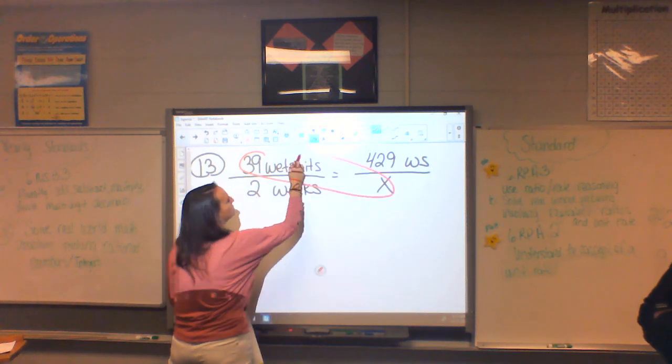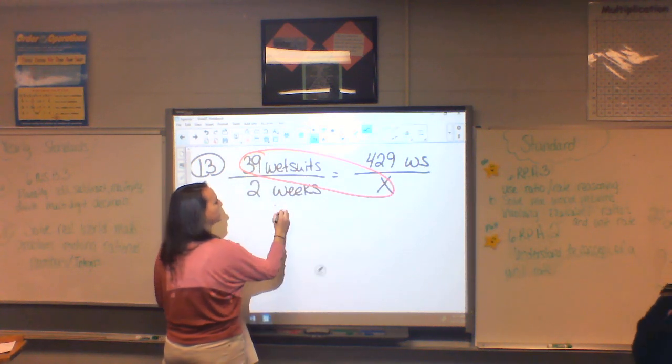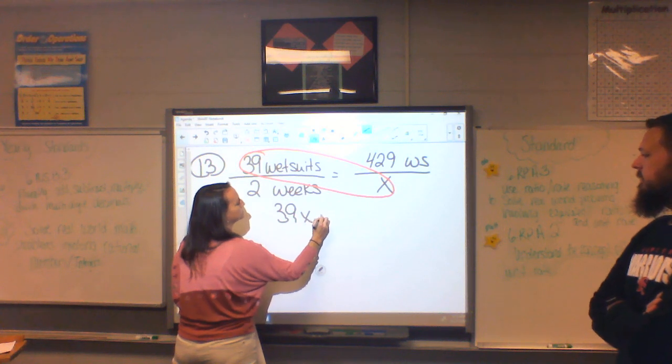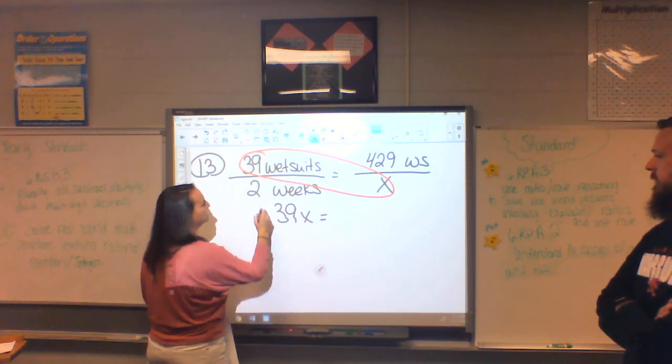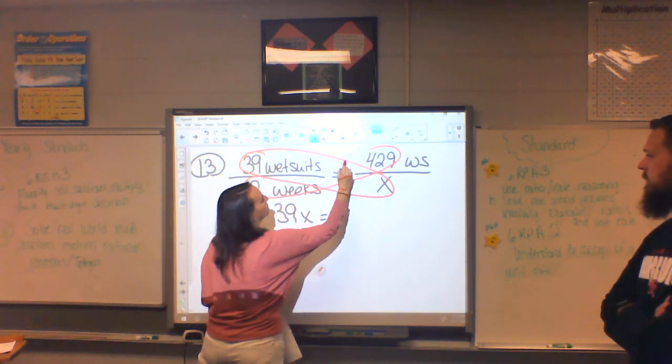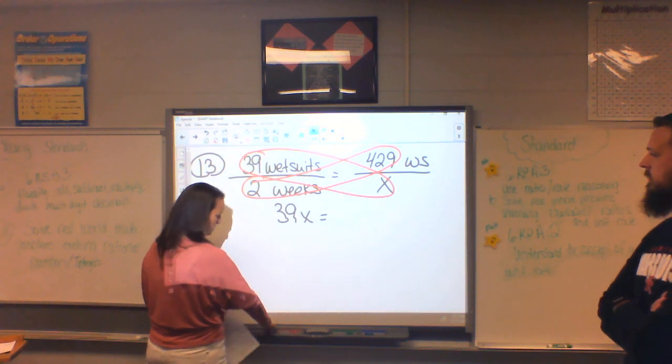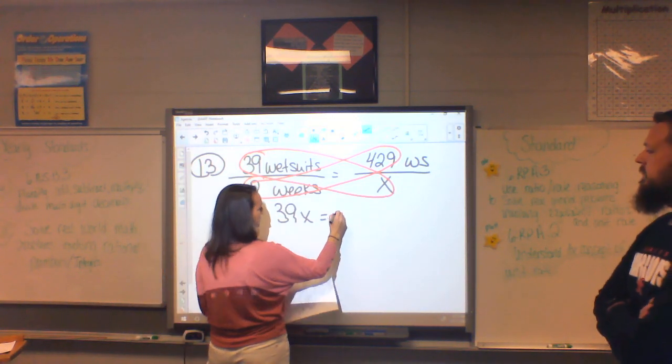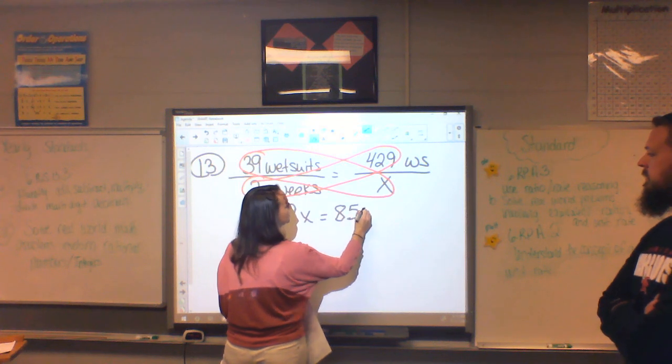39 times X gives us 39 X's. Okay, we do the other side. 2 times 429. I don't know that off the top of my head. I should, but I don't today. 858.